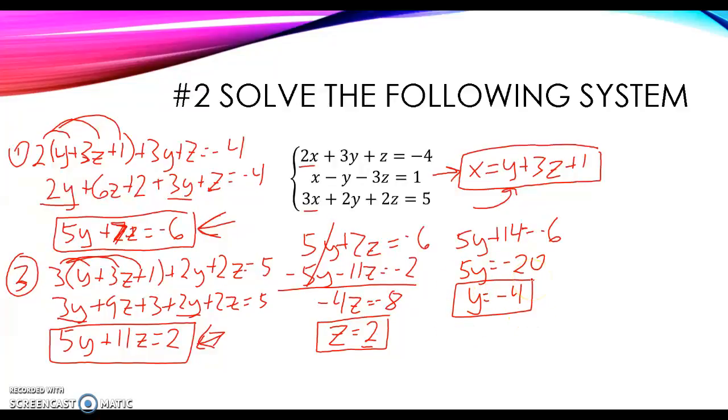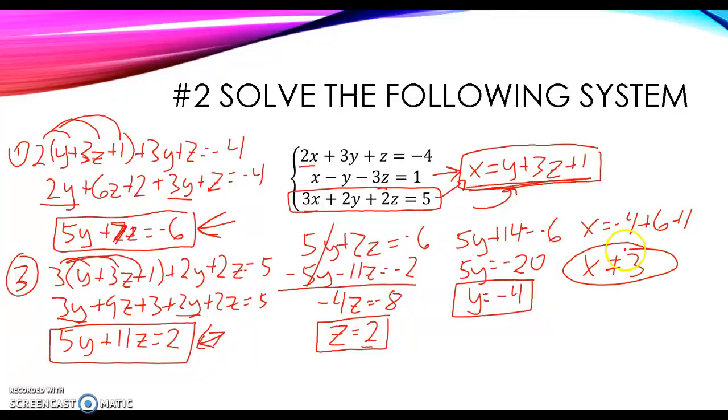Then I'm going to plug both of the z and the y back into one of my original equations. Let's say I use this one here, or I could use what I solved for x to be. X is equal to, I think I'm going to do that. X is equal to y, which is negative 4, plus 3 times z, well, that's 3 times 2, which is plus 6, plus 1. Negative 4 plus 6 is 2, and 2 plus 1 is 3. And so x equals 3. And so my solution is the point 3, negative 4, and 2. And that's my solution for this system.